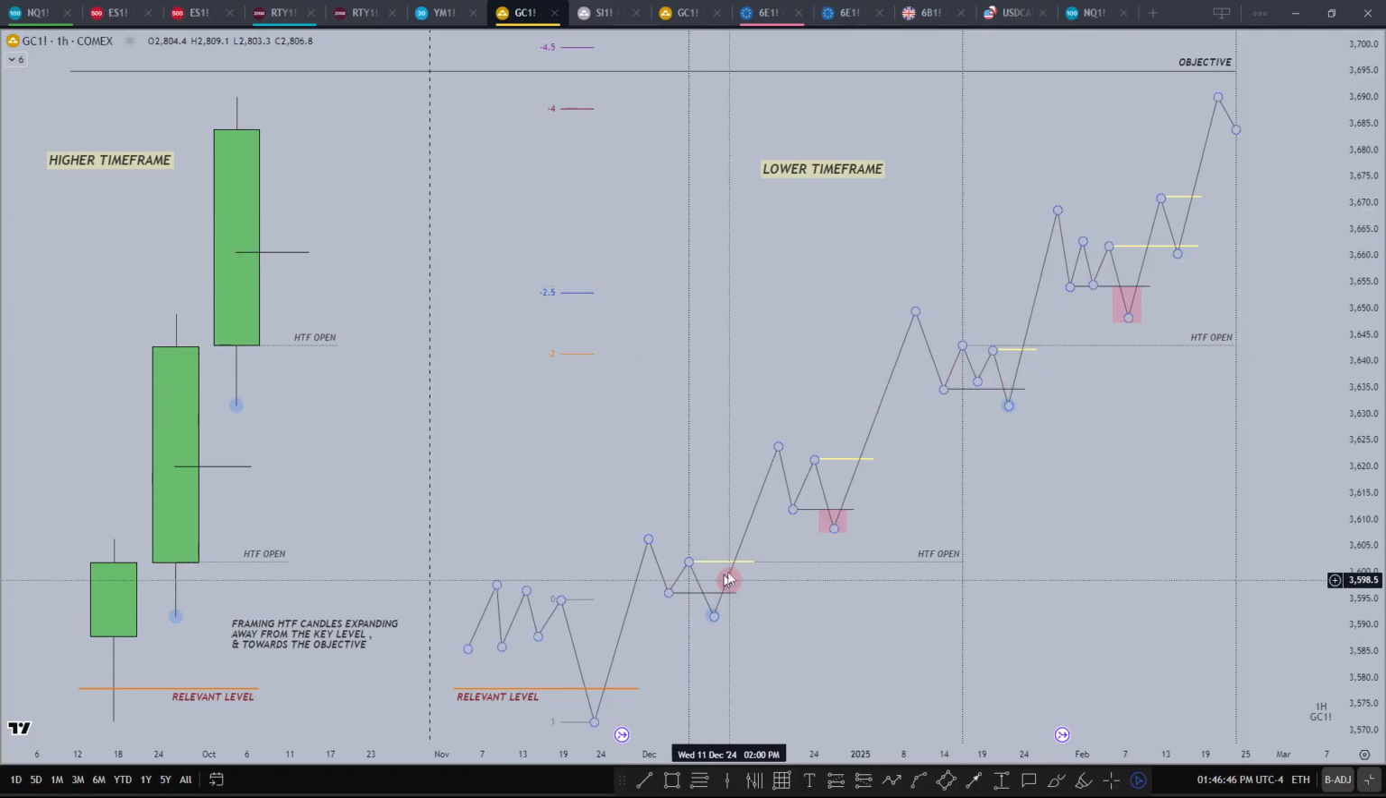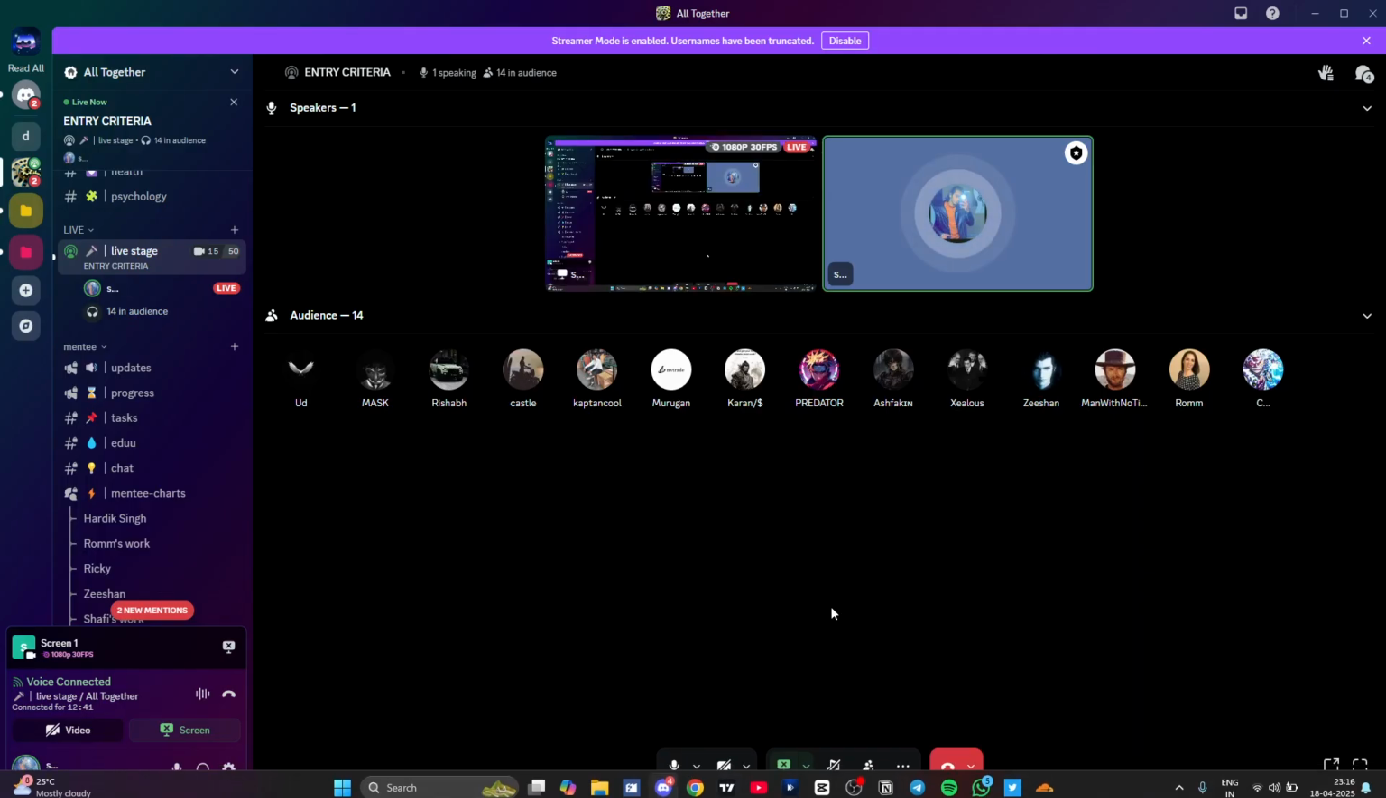So the first entry is clear: established low, then order block formation. Established low of the high time frame candle. This first entry is clear.